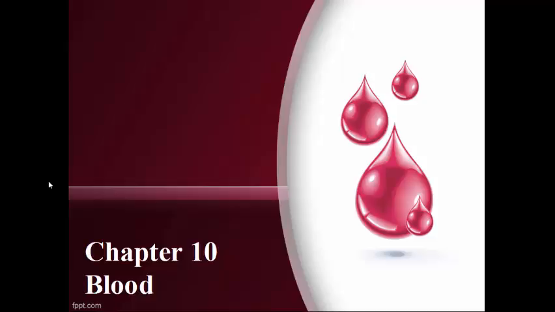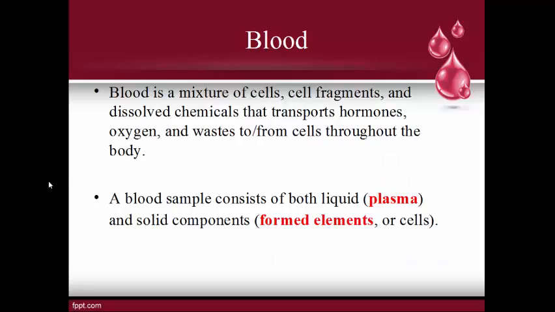Welcome back. Next we'll move on to chapter number 10, blood, and various components found within blood. Now, blood is a mixture of various types of cells and fragments of cells, dissolved chemicals, hormones, oxygen, waste, and so on, that go to and from cells throughout the body.